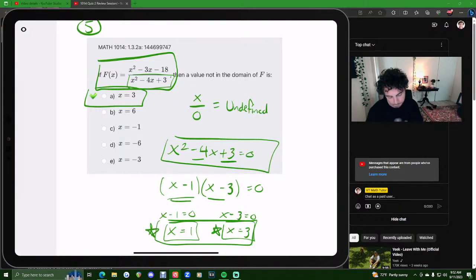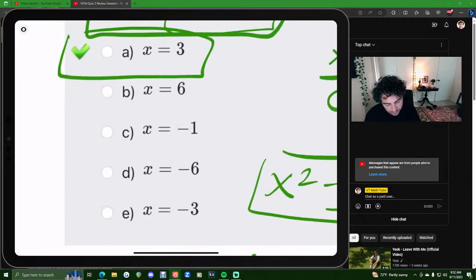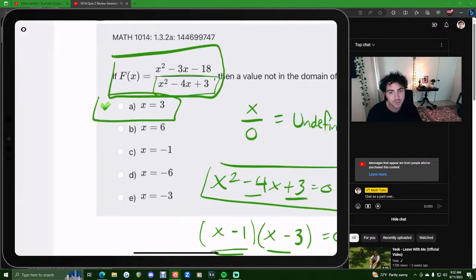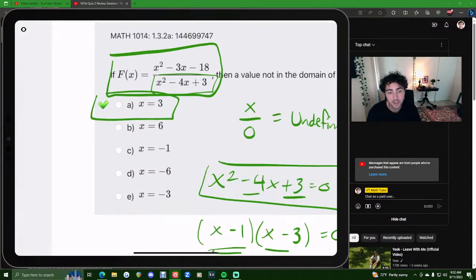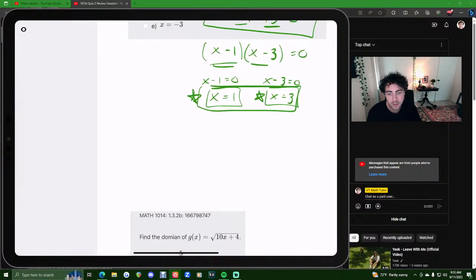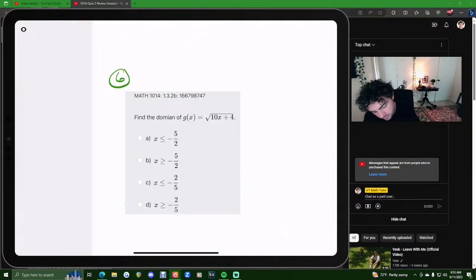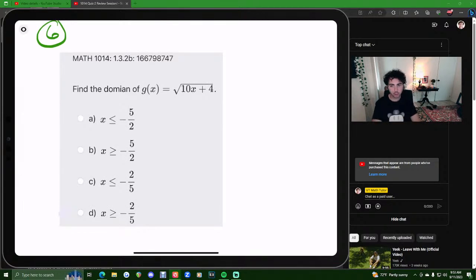Okay? Okay. So again, an alternate method is just, like from the start, to plug these values into the denominator and see which x value makes the denominator equal to 0. Okay? That was number 5. Let's do number 6. Similar question, different function. Find the domain of this function.